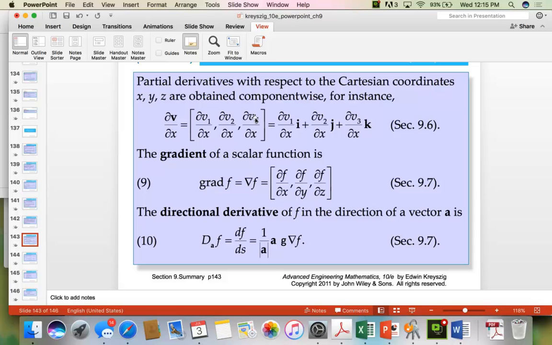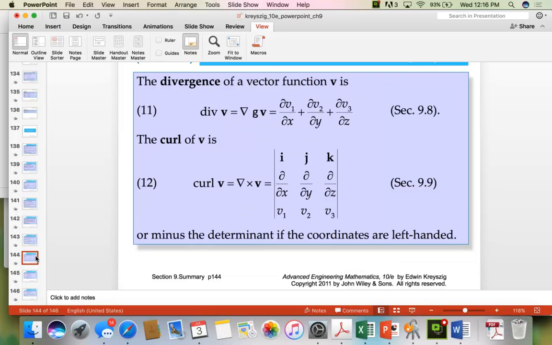We did talk somewhat about partial derivatives. We talked about the gradient. We mostly skipped over the directional derivative, but this is the summary formula. If you have a direction vector A, then the derivative of f in the direction of vector A is given by 1 over the magnitude of A dotted with the gradient of f. We defined divergence and we defined curl. And once again, please ignore the comments about left-handed coordinate systems. Only mathematicians care about that.